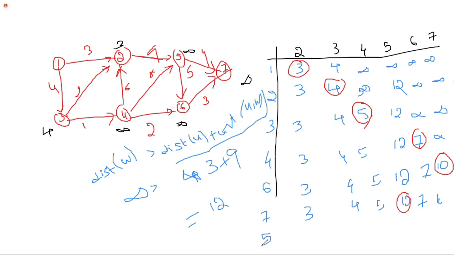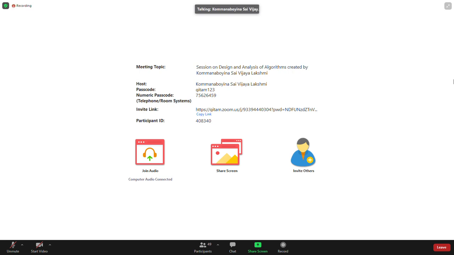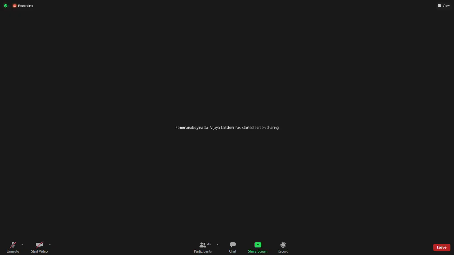So this is the single source shortest path. First we will visit starting vertex as 1, next 2, 3, 4, 6, 7, 5. This is the way we solve the single source shortest path. Is it clear all of you? Did you understand the algorithm? I'll show you the algorithm. Did you understand the algorithm? Say yes or no.